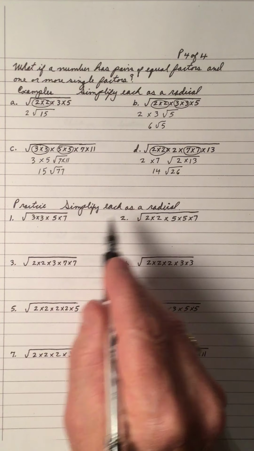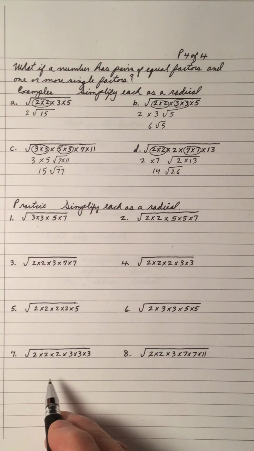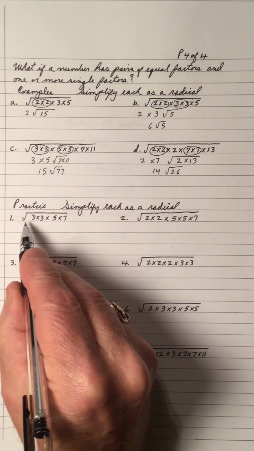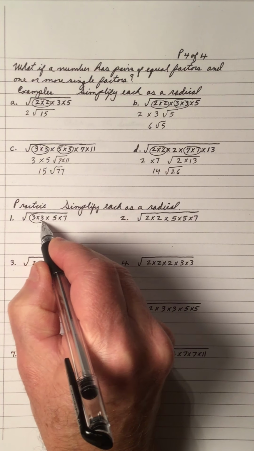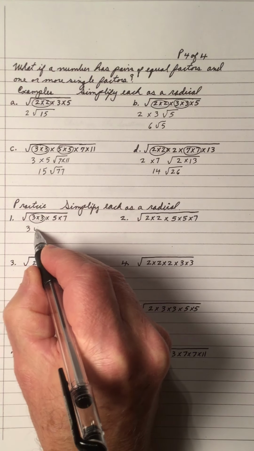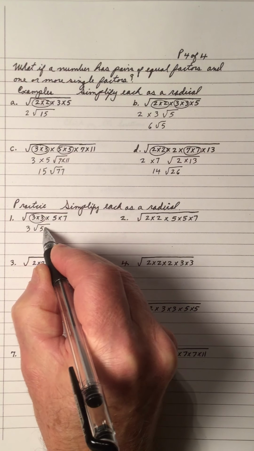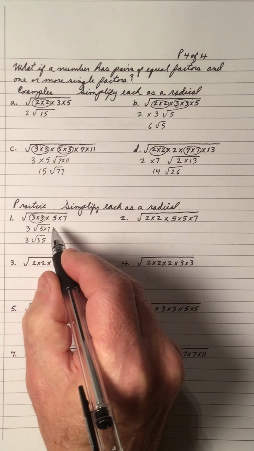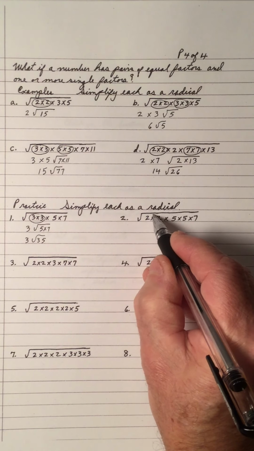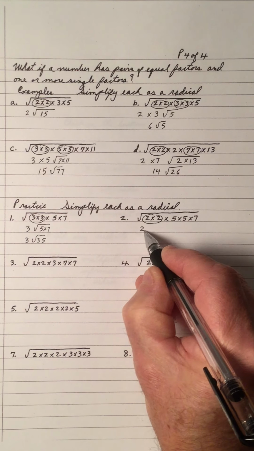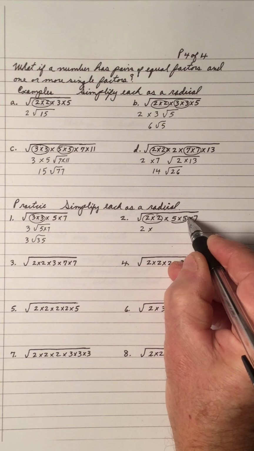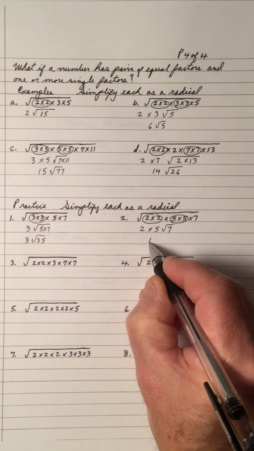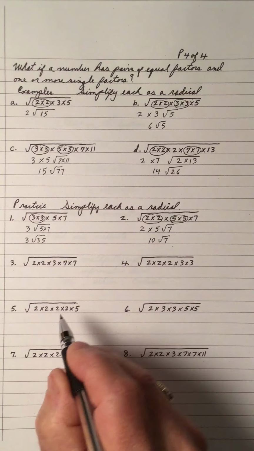Practice. Pause the video, work out these answers to see if you're going to get them right, and press play when you're finished. Check the answers. Number 1: 2 3s, so I take a 3 out because there's 2 of them. There's only 1 5 and 1 7, so that becomes 3 root 35. Number 2: I have 2 2s, so I take a 2 out. I have 2 5s, so I take a 5 out. There's only 1 7, so that gives me 10 root 7.